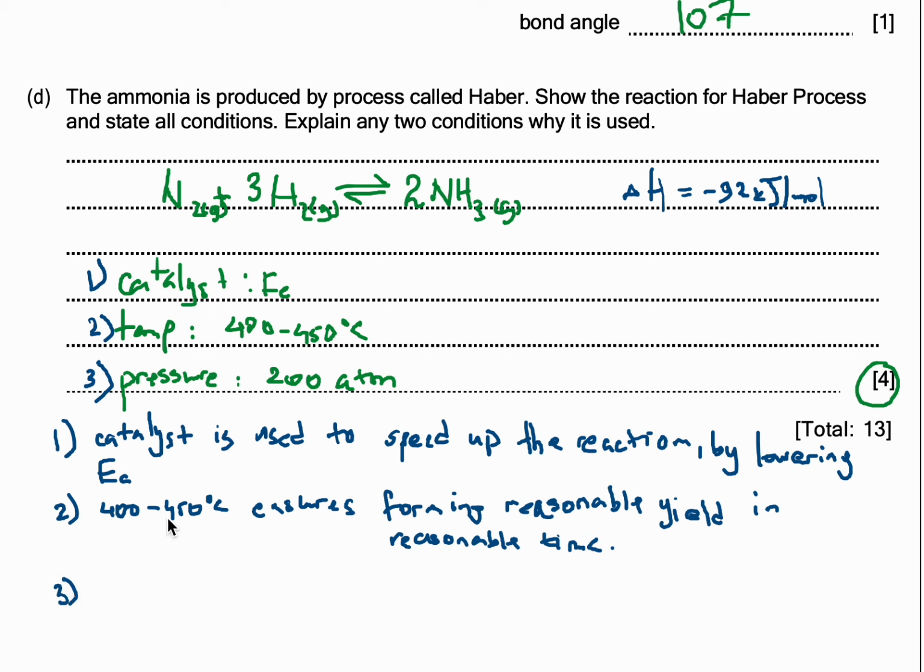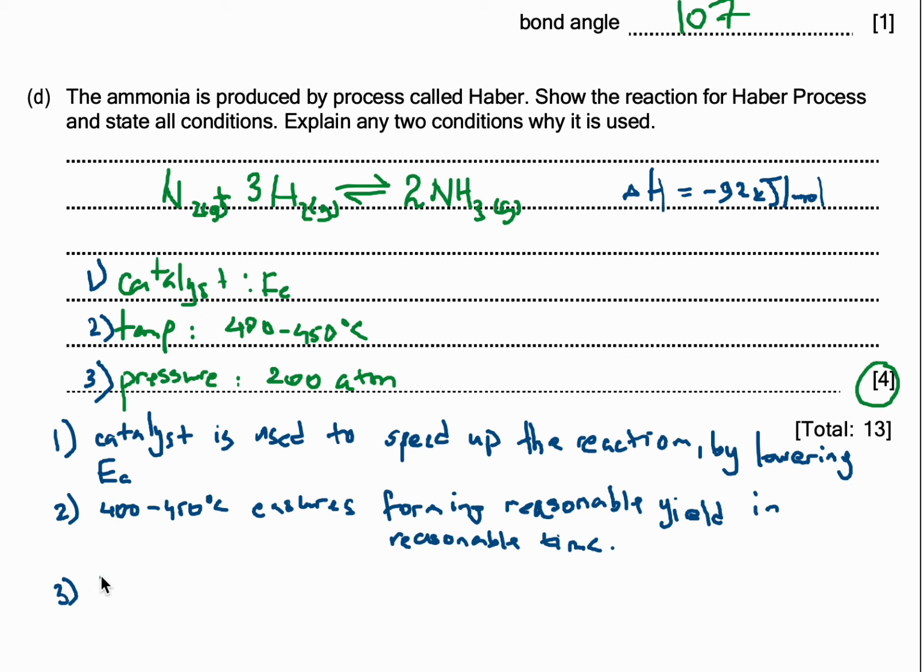Number three, so if we use more than 450, so for example 600, the reaction shifts to the left side, so decreasing the yield. But if we use low temperatures, for example 300 degrees or 200 degrees, although you get more product, so high yield, the reaction will be very slow. So this is the optimal temperature.